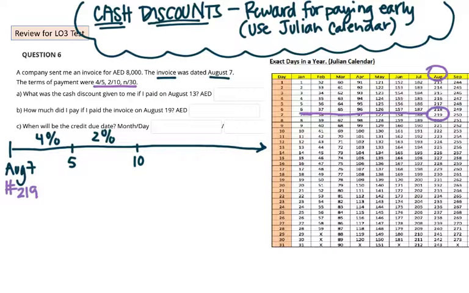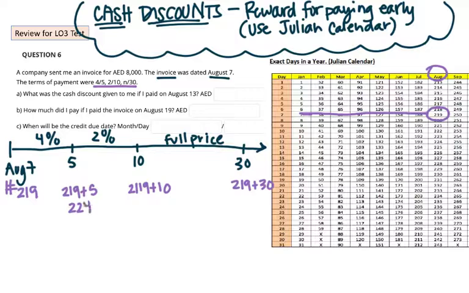But if I pay on day 11 until day 30, then I have to pay full price. So we'll use that calendar to figure out the exact dates. So 219 plus 5, this will be 219 plus 10, and this will be 219 plus 30. So this is day number 224. This is day number, 219 plus 10, day number 229. And this is 219 plus 30, that's day number 249.